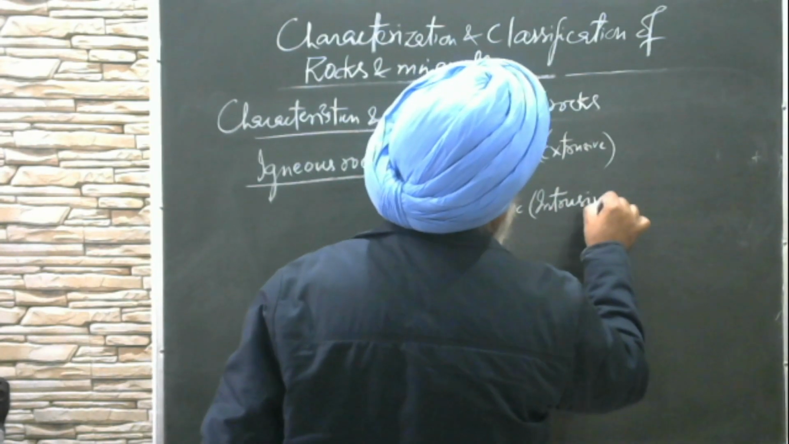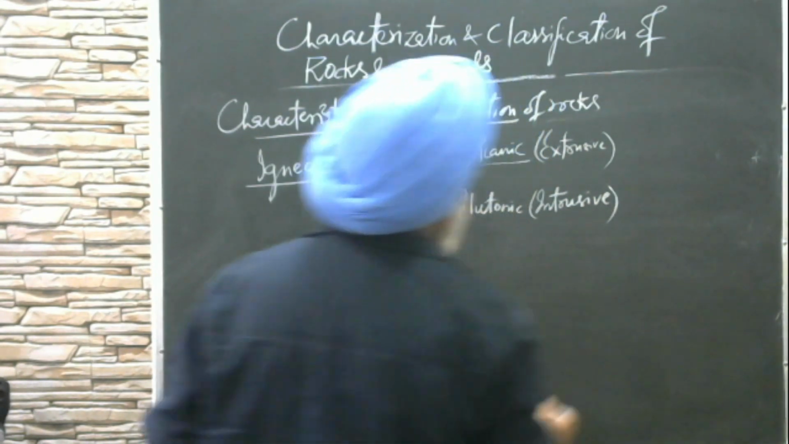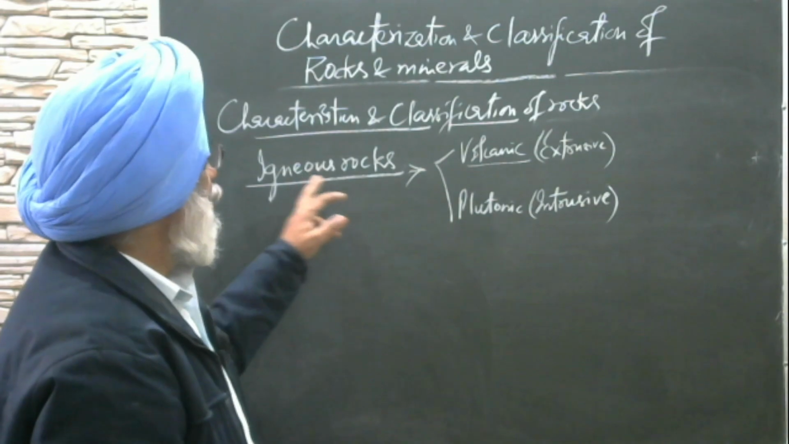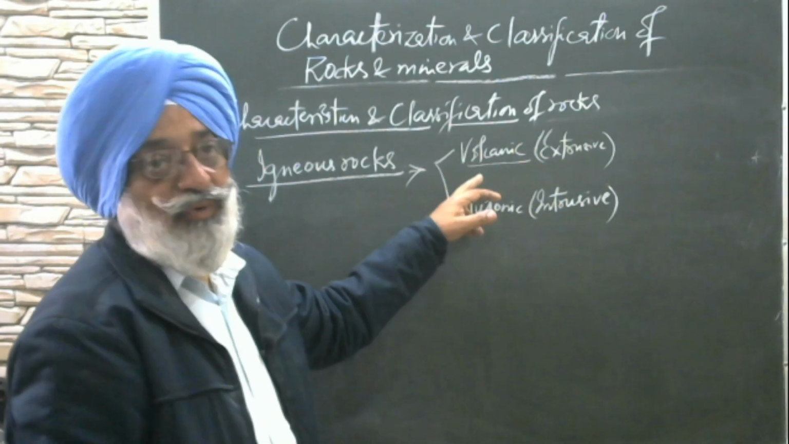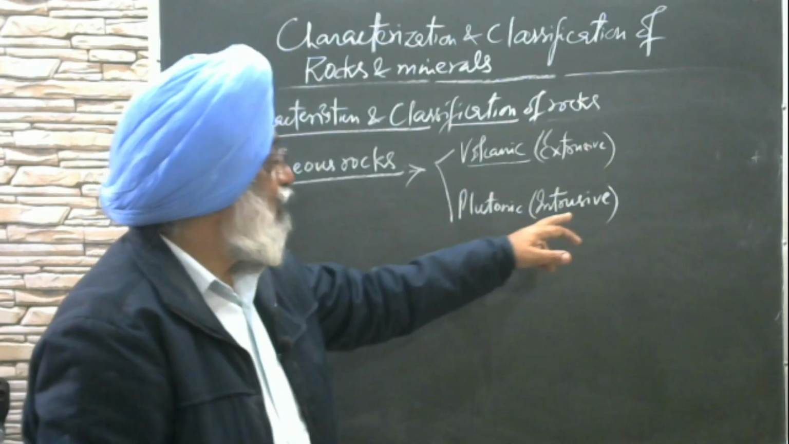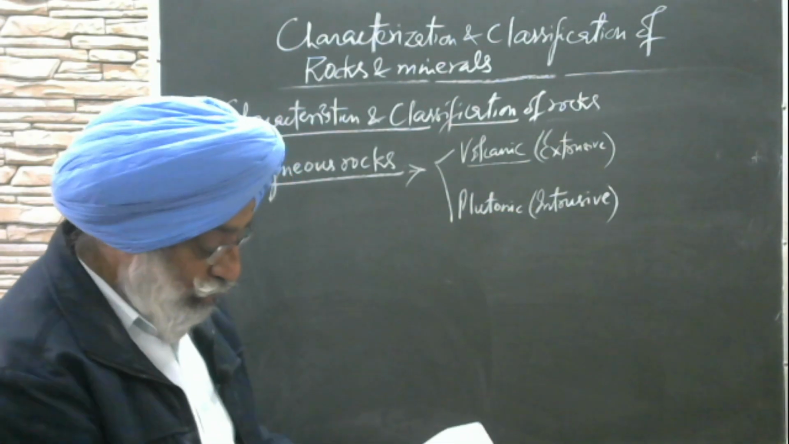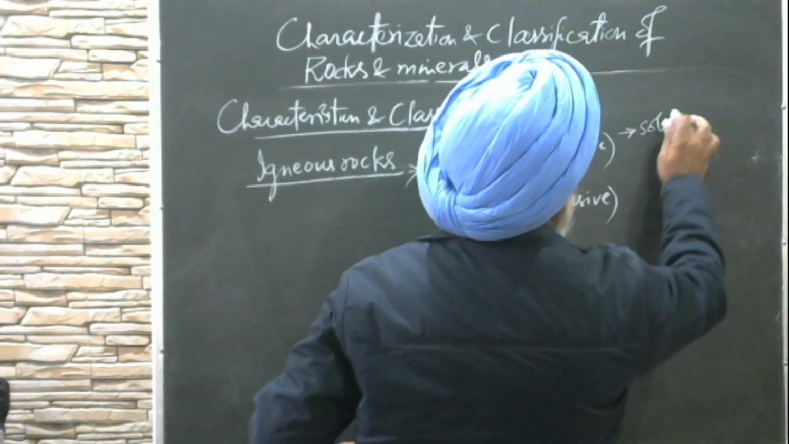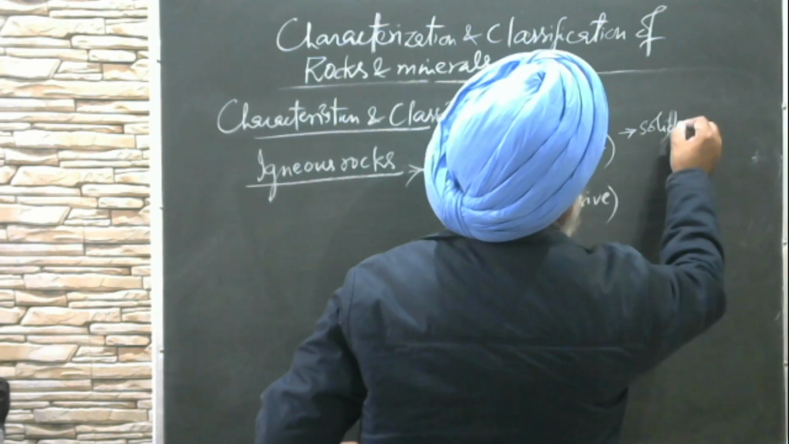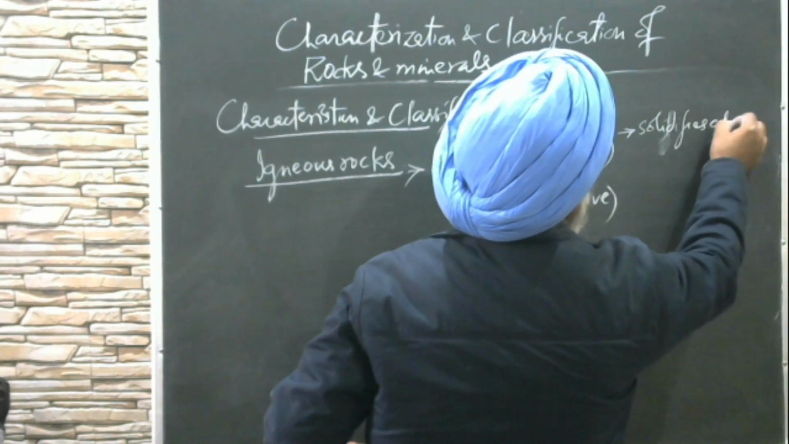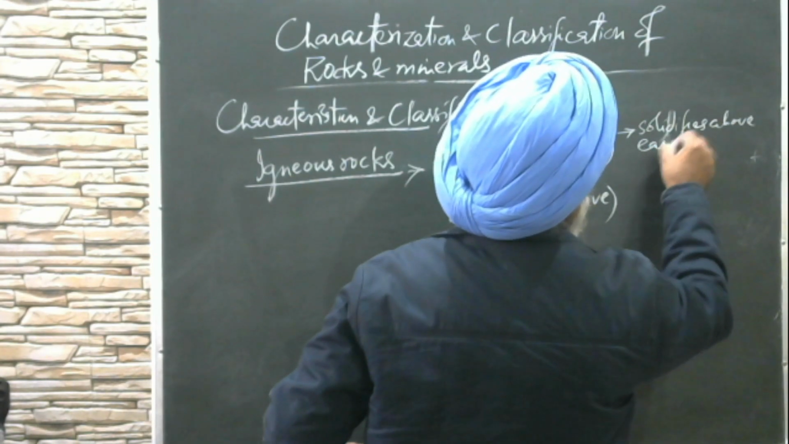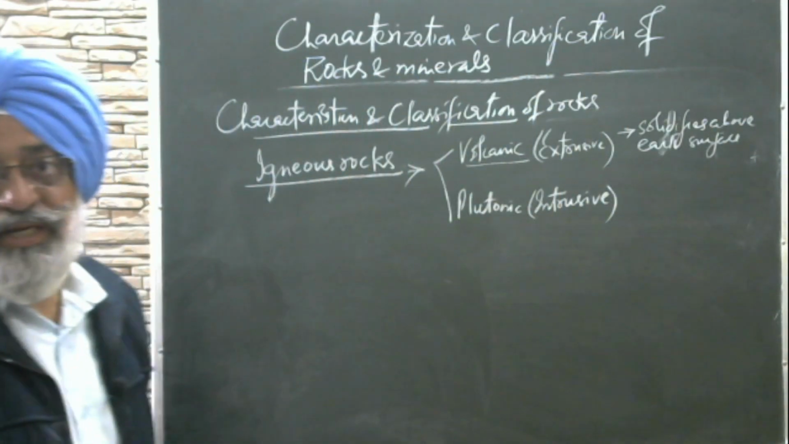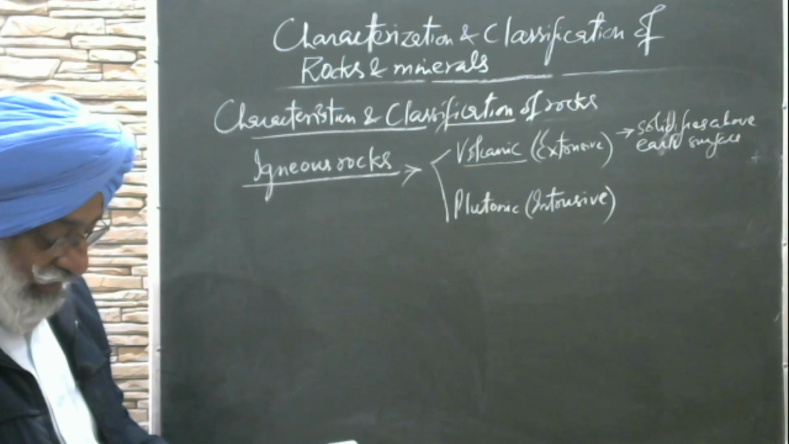Now what is the difference between these two, extrusive and intrusive igneous rocks? First difference itself is that these extrusive rocks are formed from the volcanic matter, whereas intrusive rocks are formed from the plutonic matter. And here it solidifies above the earth's surface. That's why we call it volcanic.